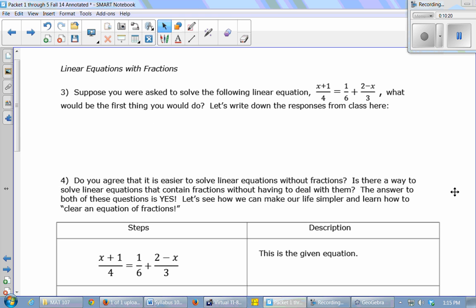Okay, so now we're going to deal with equations that have fractions in them. So all the rules are pretty much the same. Do the same thing to both sides, right? But now we're going to have to deal with fractions. So suppose you were asked to solve this equation. x plus 1 over 4 equals 1/6 plus (2 minus x) over 3. What's the first thing you would do? Common denominator.